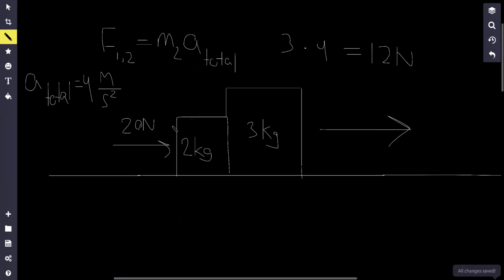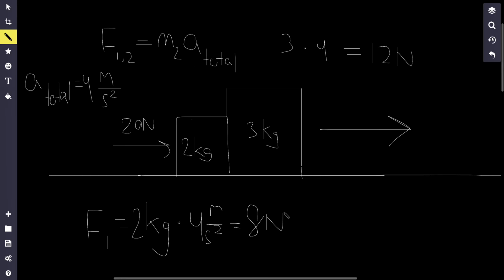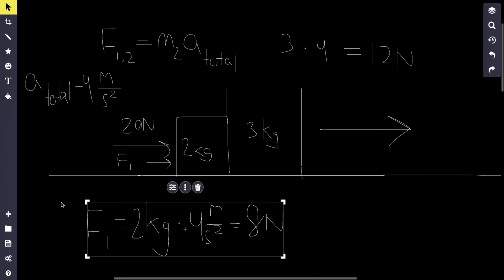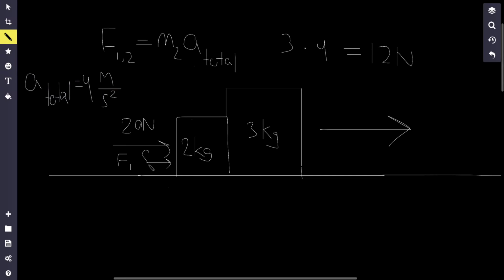Now let's calculate the force individually for block 1. The force just on block 1 is going to be equal to my mass, 2 kilograms, times my acceleration, 4 meters per second squared, which gives me a force of 8 newtons. So this implies that we apply 20 newtons directly on block 1, but the force on block 1 is only 8 newtons because some of that gets transferred to block 2. So some force is lost in the transfer from block 1 to block 2.